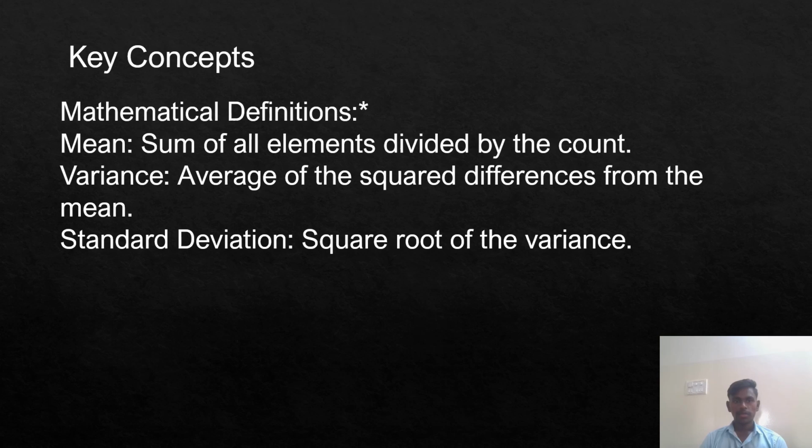Then the key concepts about this one. These are the mathematical definitions. The first one is mean, that is the sum of all elements divided by the count. Then the variance. Variance is the average of the squared differences from the mean. Then standard deviation. Standard deviation is the square root of the variance.